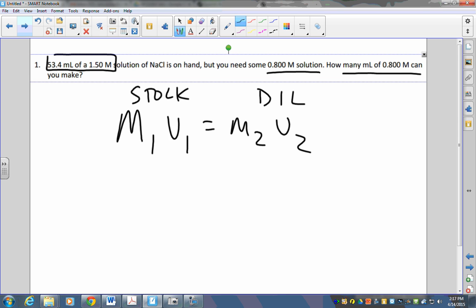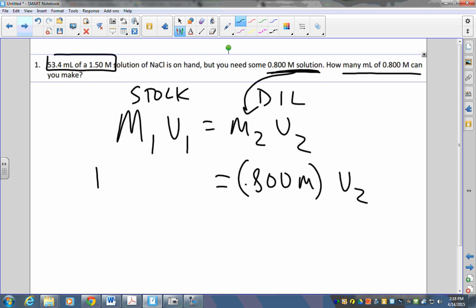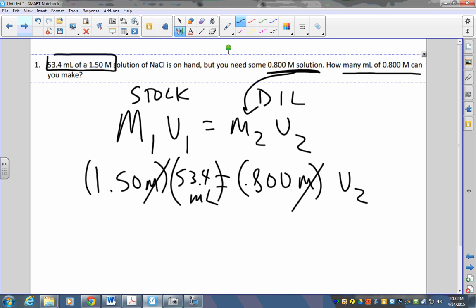So when I go to set it up, I'm making a dilution. This is a smaller amount, so I'm going to put my molarity for that here. I'm going to put 0.800. Molarity goes there. I'm solving for V2. Then I come over this side. My concentrated solution was 1.5 molar and 53.4 milliliters. Check my units, because remember I've got to cancel down to 1 unit. Then I'm just going to cross multiply. It doesn't really matter what side you set it up on, because mathematically you're going to be okay either way.